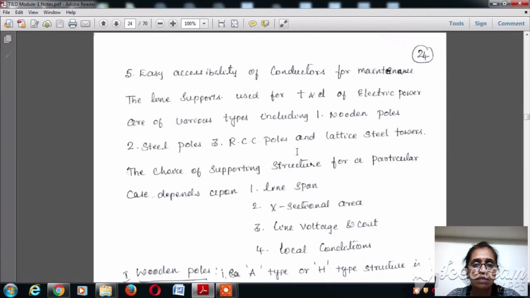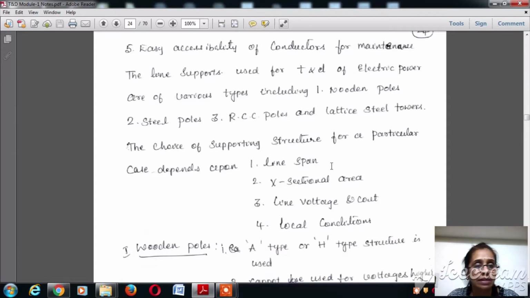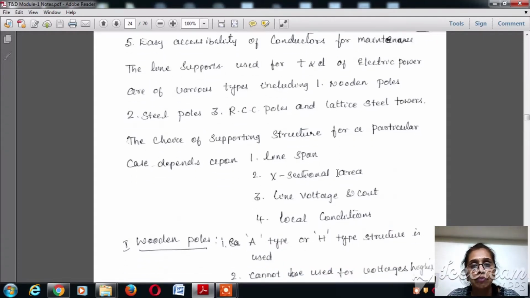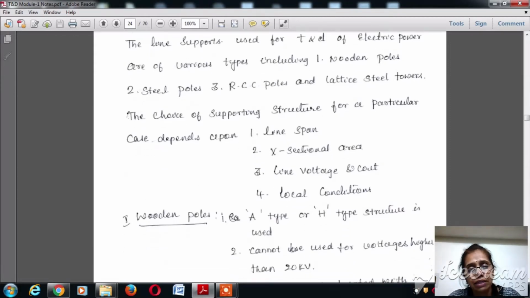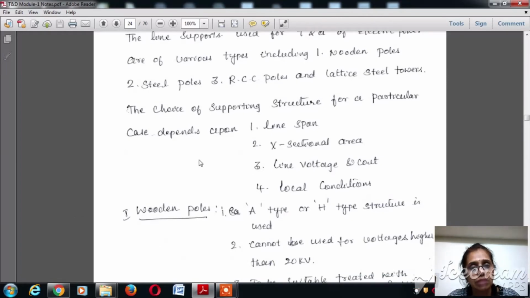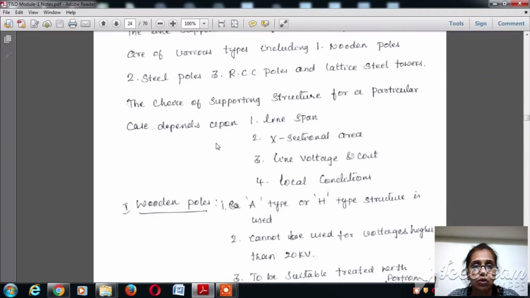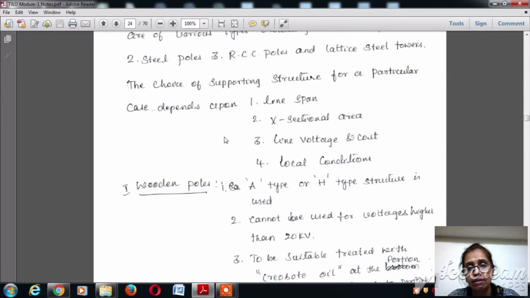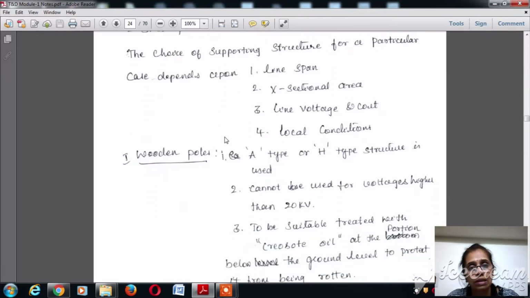Easy accessibility of the conductors for maintenance should also be offered by the supports. The line supports used for the transmission and distribution of electric power are of various types, including the wooden poles which we saw in the earlier days, then steel poles, concrete poles, RCC poles, and then the lattice steel towers which we see for the different higher voltages and lower voltages. The choice of supporting structure majorly depends on the line span, cross-sectional area, the line voltage, the cost, and the local conditions.